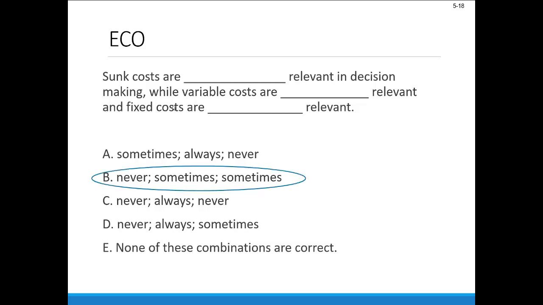Our answer there is B. Sunk costs, as we said, are never relevant in decision making, while variable costs are sometimes relevant and fixed costs are sometimes relevant. The key point we want to make there with the second and third blanks is that we can't unequivocally say that cost behavior relates to relevance. There could certainly be variable costs that wouldn't differ between alternatives, and there could be fixed costs that do differ between alternatives. So it just depends on what type of variable costs and what type of fixed costs we're talking about, whether they differ between alternatives. If they differ, they're relevant. If they don't differ, they're irrelevant.